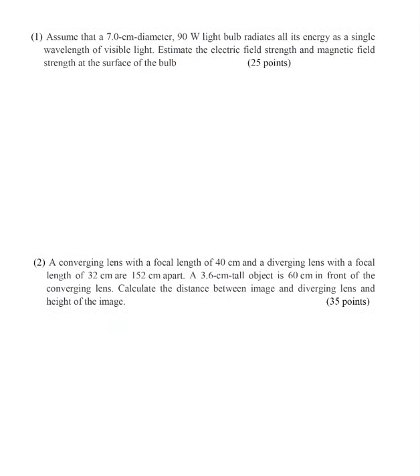Assume that a 7 cm diameter 90 watt light bulb radiates all its energy as a single wavelength of visible light. Estimate the electric field strength and magnetic field strength at the surface of the bulb. So basically what he gave us, the P, and he gave us the diameter, so we can find the surface area. So this is nothing but the pointing vector.